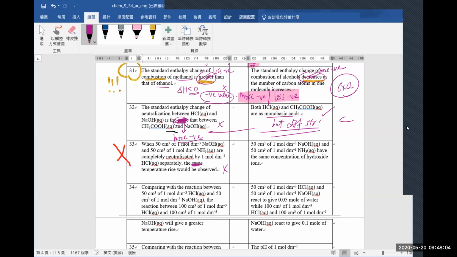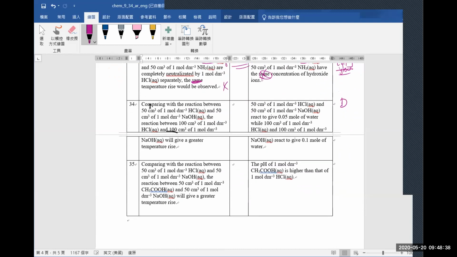is not the same. Which one has a greater temperature rise? Yeah, same concentration. No, this one, higher concentration. Okay, higher concentration. Can you get the point? And the answer is D, 34. 2 more questions to go. Leo. 34. The answer is C.